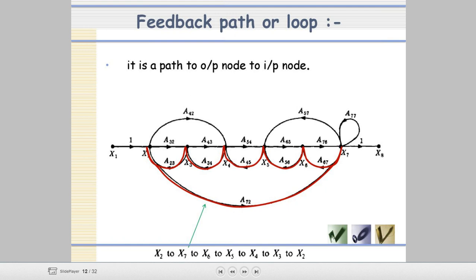What is a feedback path or loop? We can see here x2 to x7, then x6 to x5, to x4, to x3, to x2.